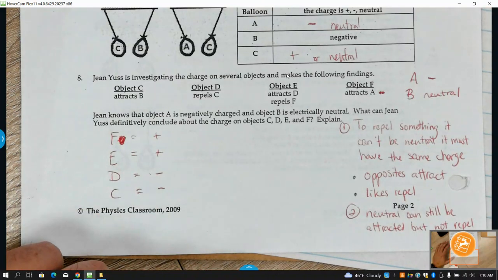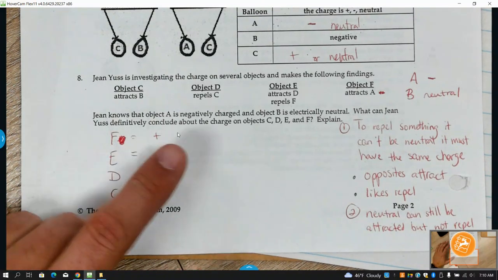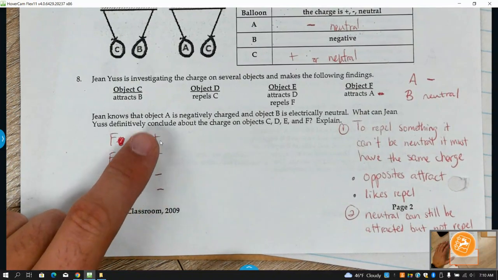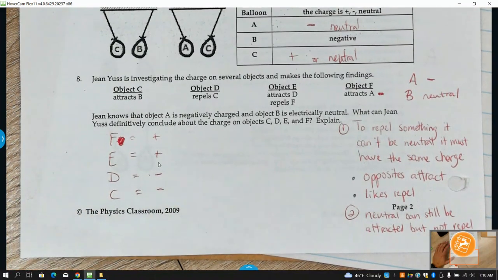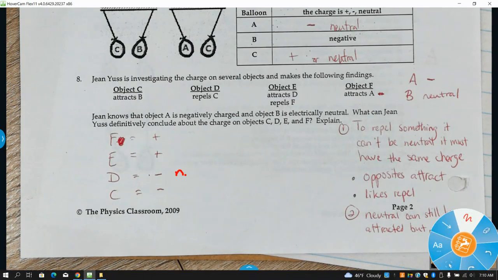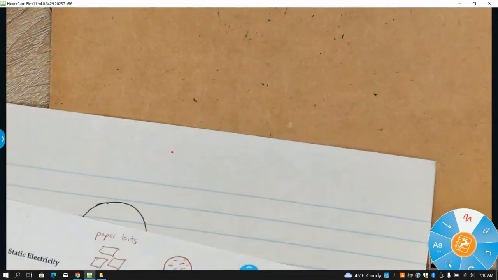But in the next thing, F and D, they repel. So it can't be neutral. So we would have gotten rid of that. And they would have to be the same charge, positive and positive. Object D is attracted to E. So D could be negative or neutral if E is positive. And then we look at the next thing, D and C. They repel. So if this was possibly negative or neutral, but you see that C and D repel, then you can't have neutral as an option because neutral never repels. So this is what you're left with here.